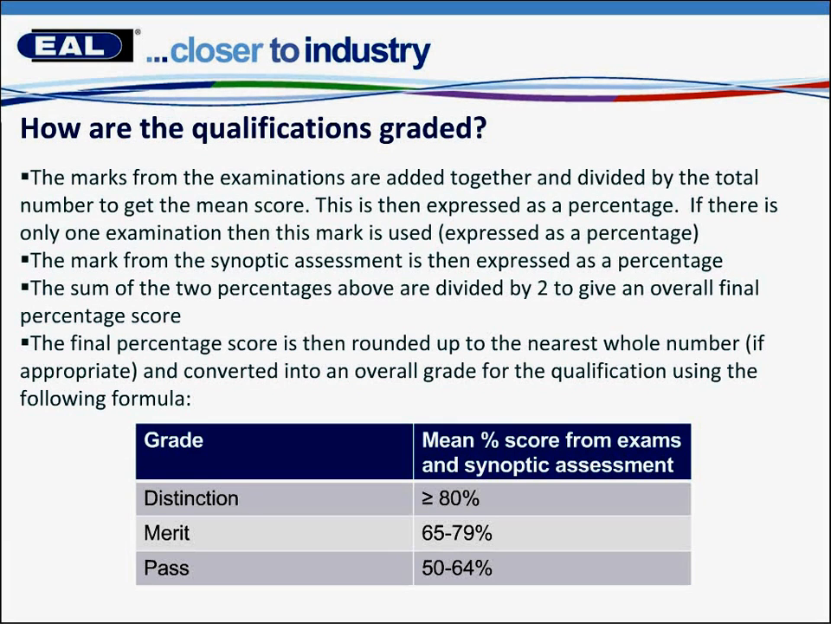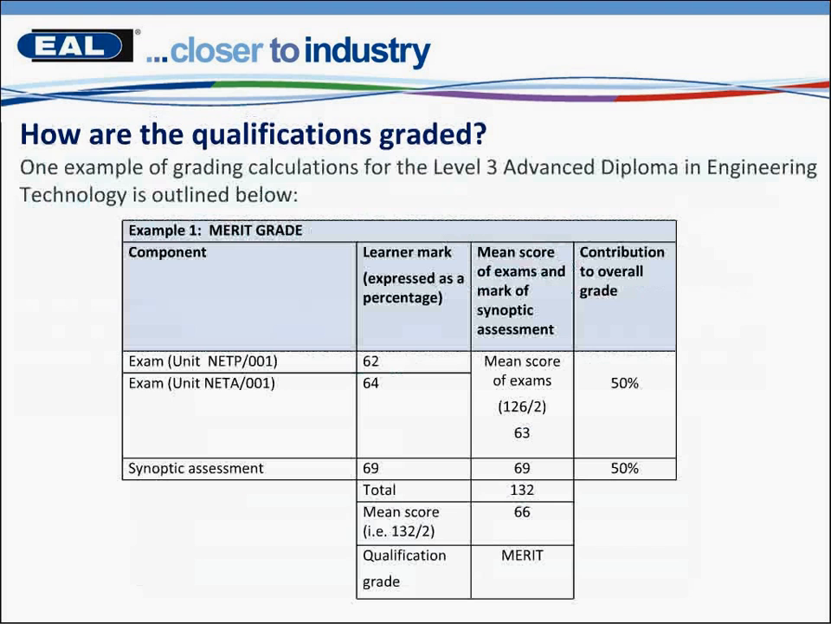for the qualification. And you can see there's 3 grade categories: pass between 50 and 64%, merit between 65 and 79%, and distinction 80% plus. Now here's an example from the Level 3 Advanced Diploma in Engineering Technology outlined below here.